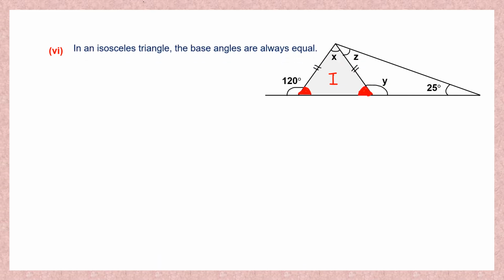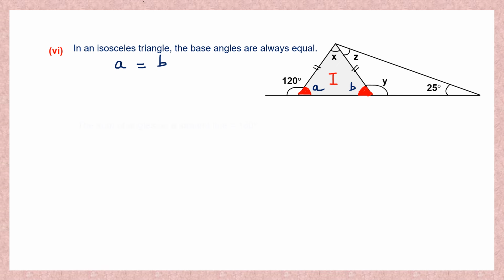In an isosceles triangle, the base angles are always equal. Can you see the angles marked in red? Let's name them as A and B. So let's write that A is equal to B because it's an isosceles triangle and A and B are base angles. So they are equal.